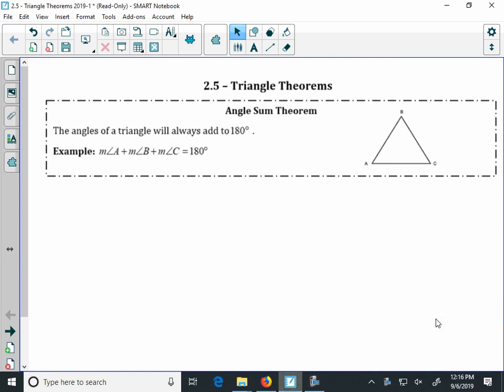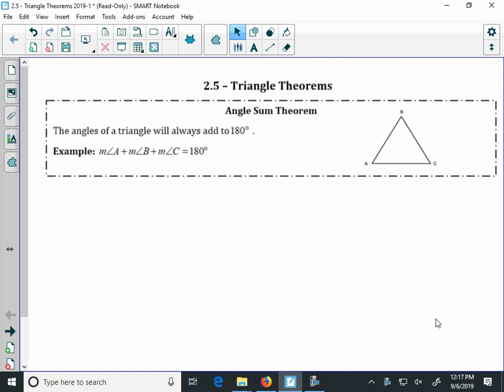Pretty much this entire unit we've talked about angles, angle relationships, different types of angles, linear angles, vertical angles, all the angles you get with parallel lines, things like that. Well, in this lesson, we're going to talk about angles within triangles.